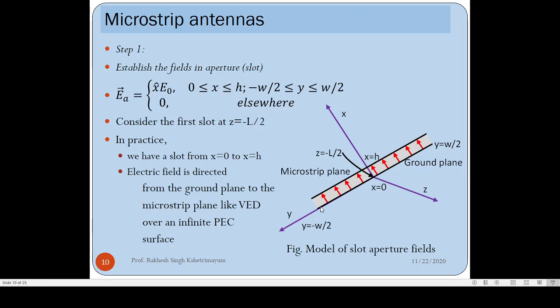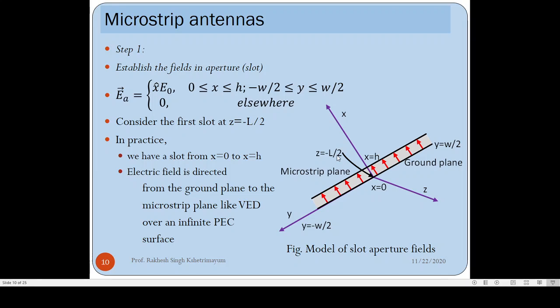So let us try to find the fields in the aperture, in the slot. This slot has a height of h. This is x equal to 0, this is x equal to h. Since the height is very small with respect to lambda, we have a uniform electric field across the slot. This is a ground plane, this is a microstrip plane, and the width of the microstrip antenna is W. This is y equal to minus W by 2, this is y equal to plus W by 2. This location is at z equal to minus L by 2. This is the x-axis, this is the z-axis, this is the y-axis.